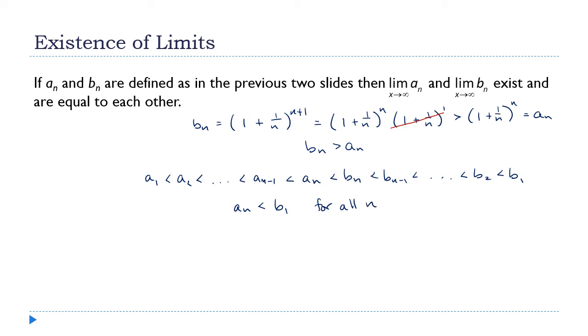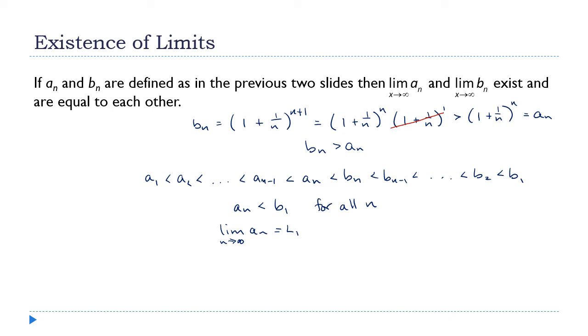So what do we know? a sub n is an increasing sequence that is bounded above. That means it has a least upper bound, which means that our limit must exist. The limit of a sub n as n approaches infinity equals something. It equals a number.